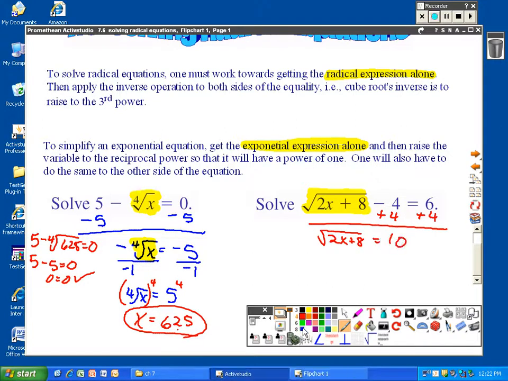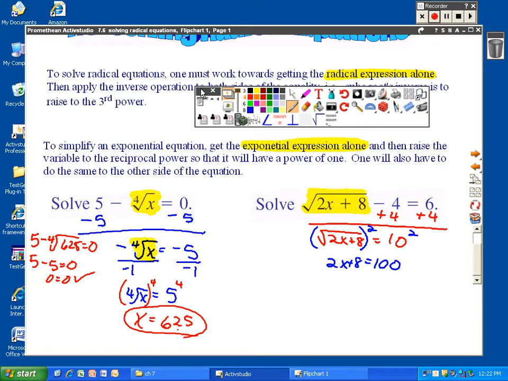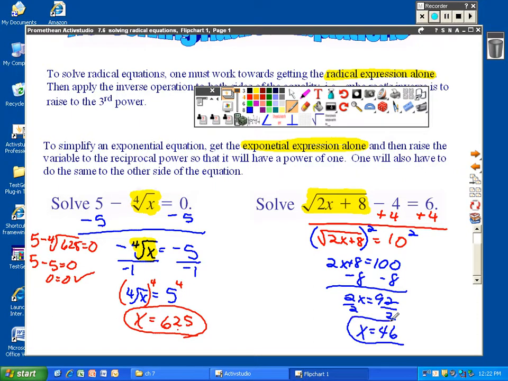How do you undo a square root? We would square both sides. So I get 2x plus 8 equals 100. Now it's a simple equation to solve. Subtract 8. 2x equals 92. Divide by 2. x equals 46.